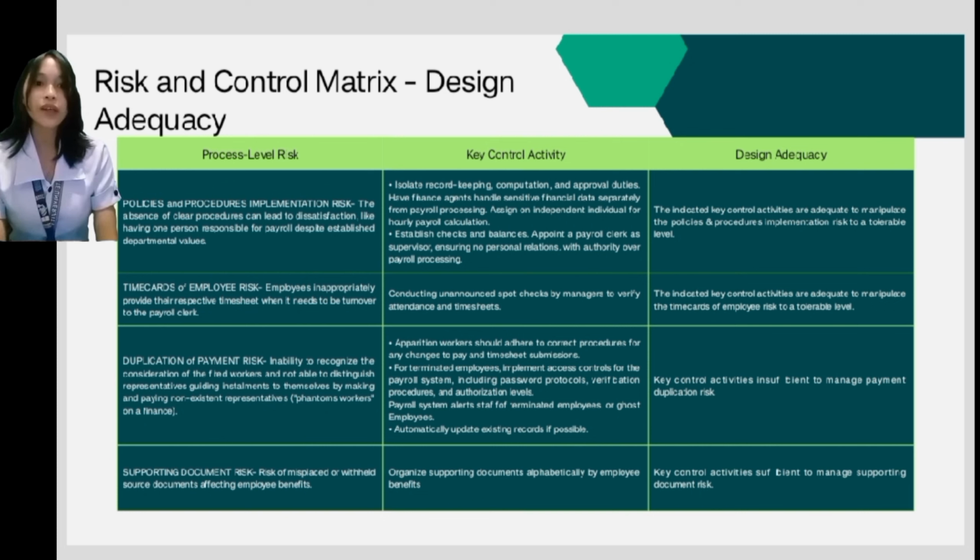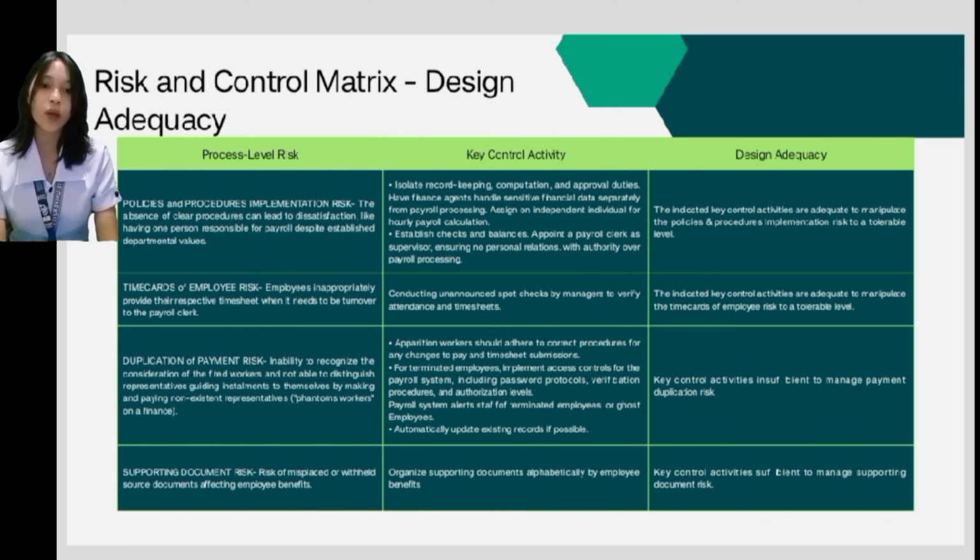It states that the employees inappropriately provide their respective timesheets when they need to be turned over to the payroll clerk. These said key control activities are adequate to manage the time cards of employee risk to a tolerable level. Next is the duplication of payment risk. It states that the inability to recognize the termination of employees and not being able to distinguish representatives who give payments to themselves by creating and paying non-existent representatives, or what we call phantom workers, on finance. The said key control activities are insufficient to manage payment duplication risk.